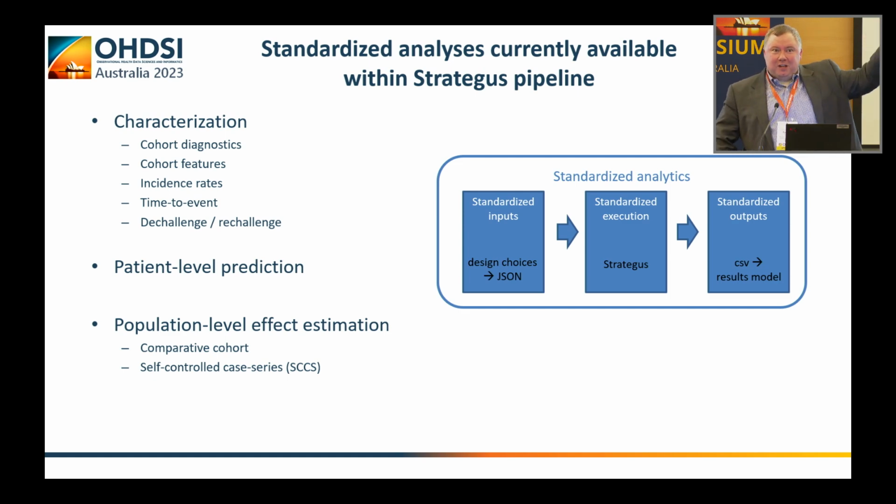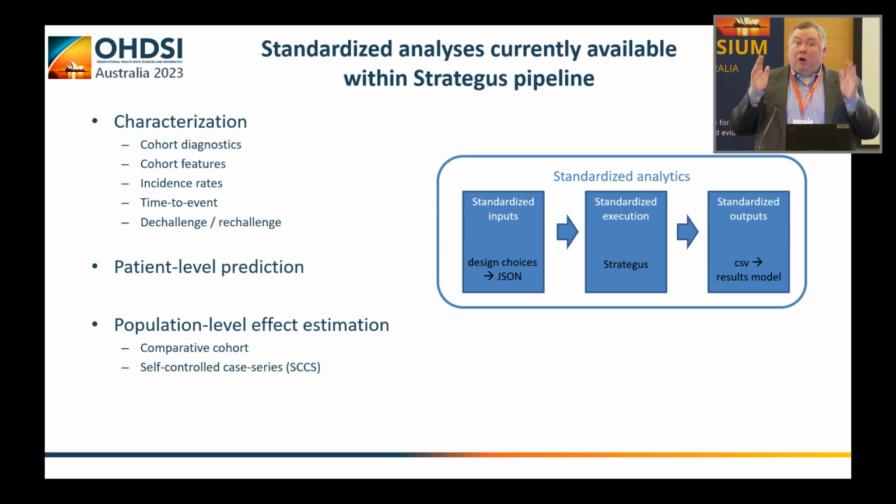They have a standardized input, JSON file. They have a standardized execution. We're using the strategist framework, so there's basically an execute function in R to run these things, and they have a standardized output. So that's a CSV file that can be loaded into a results schema.